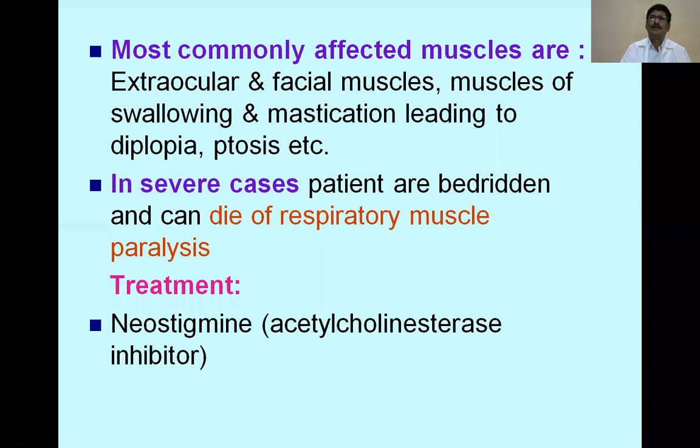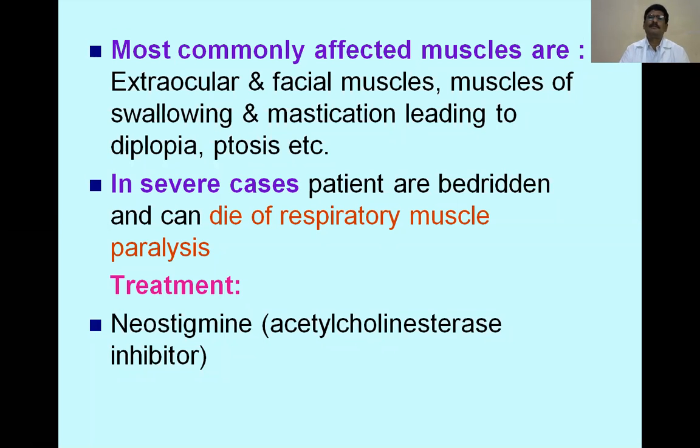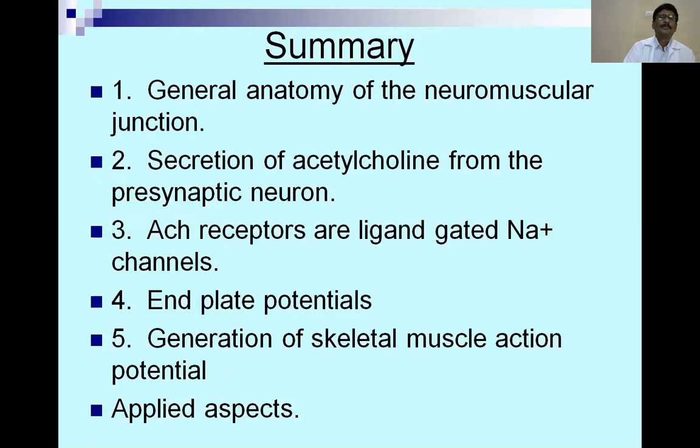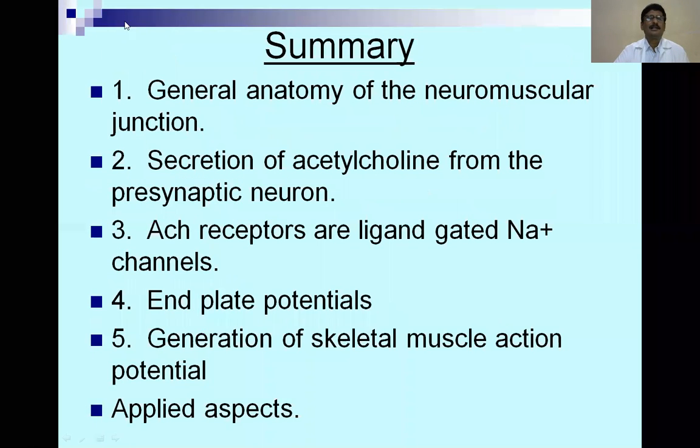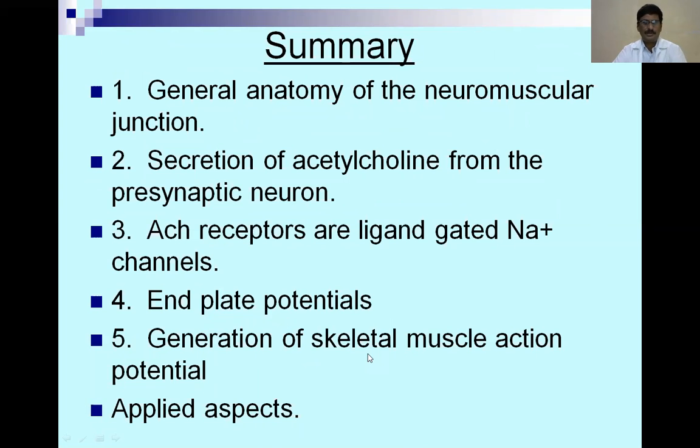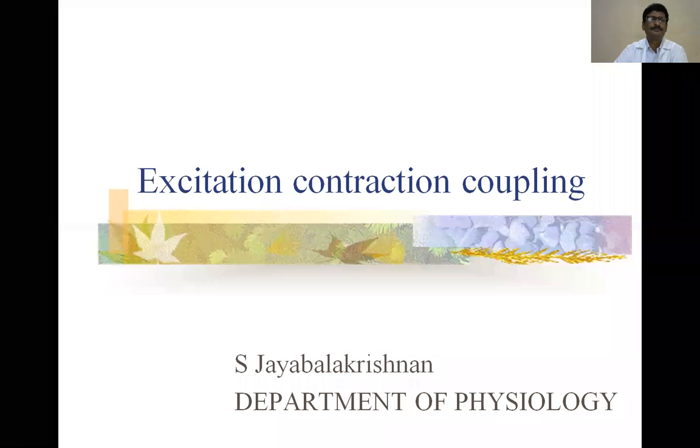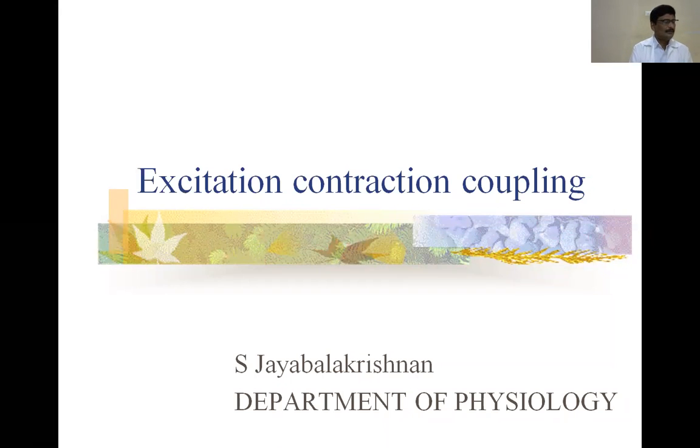It is usually asked in exams, so try to read this well. So this is the summary. There is the anatomy. We have seen the secretion of acetylcholine, and the receptors. We have seen the action potential, how it is generated. We have seen about myasthenia gravis and NMJ blockade. So now next we'll see EC coupling, or excitation-contraction coupling.